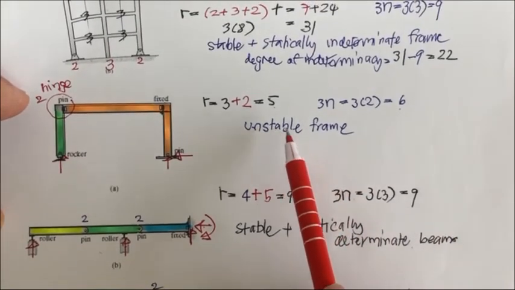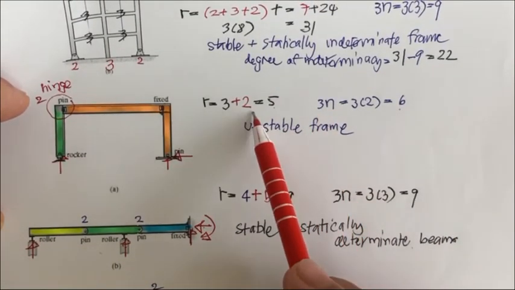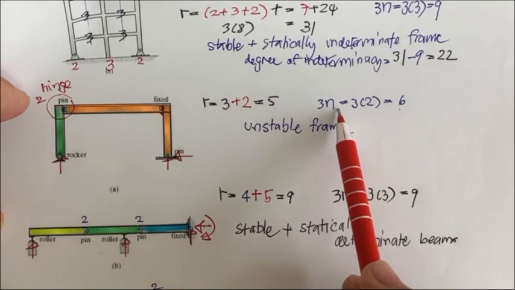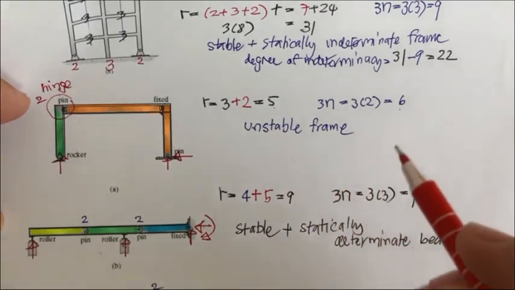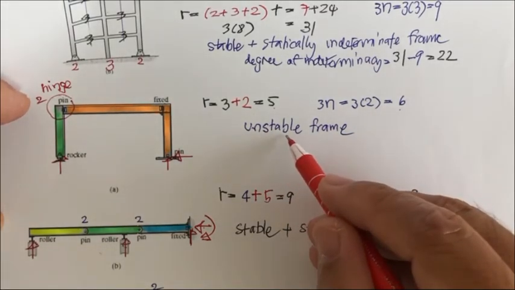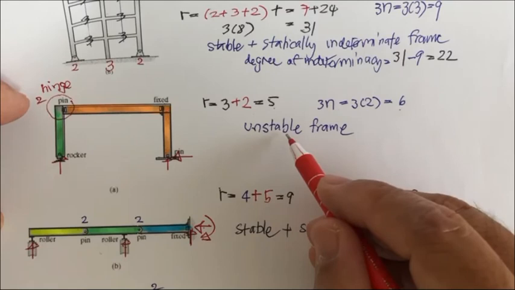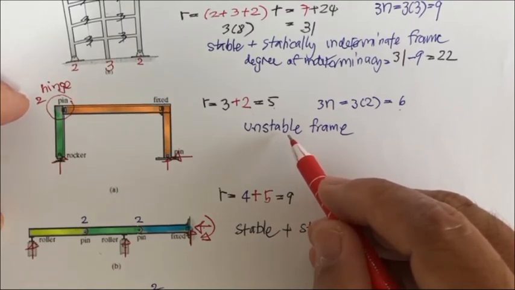Okay. And if the unknowns are equal to the number of equations, your structure is going to be statically determinate. If R is less than 3n, the unknowns are less than the number of equations, and the structure is unstable. And we should know that unstable structures also come from concurrent reactions and also parallel reactions.